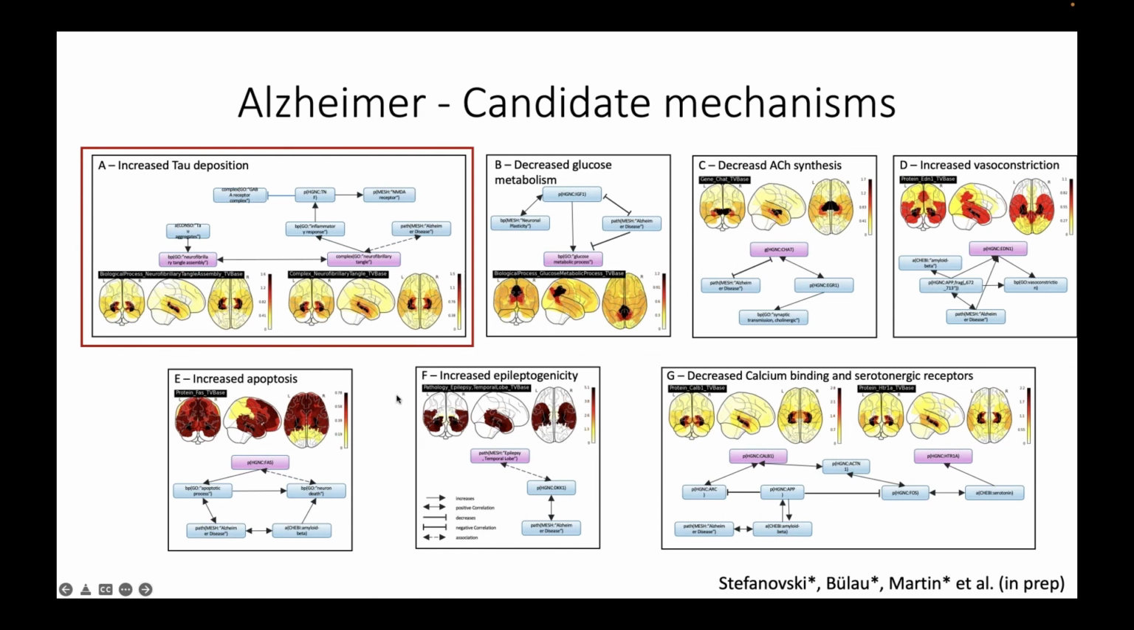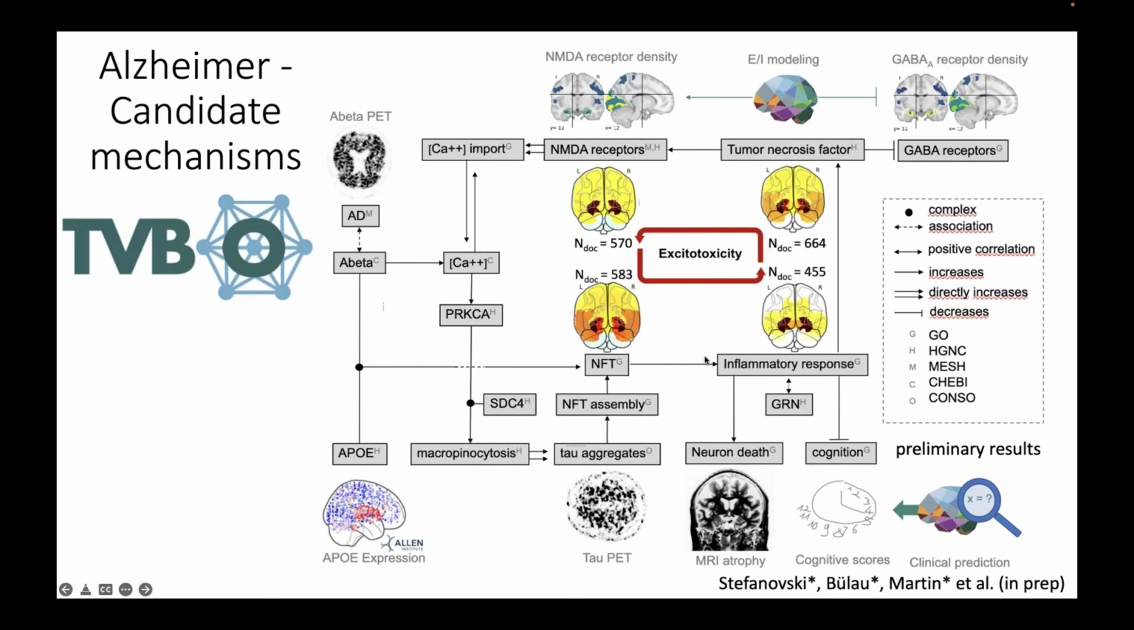For example, here the increased tau deposition was one pathway, glucose metabolism, cholinergic synthesis, calcium binding, epileptogenicity, and apoptosis. And combining several of these maps, we also came to a candidate mechanism of excitotoxicity, which is actually exactly the mechanism that I've shown you before that we arbitrarily chose. So there's also one possibility to come to this just by extracting these maps and comparing them to each other, where we then see how all these factors interact. So for example, here how tau leads through an inflammatory response to the activation of NMDA receptors.